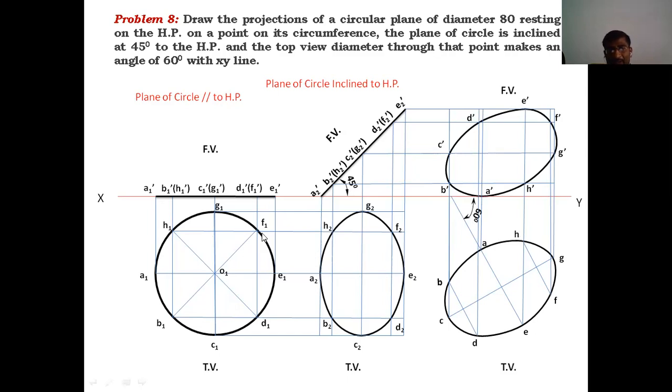Like this, you have to draw the projection of planes in 3 stages. The third stage we get if we follow the given condition that the diameter of the top view is inclined to the XY line. This is inclined to the XY line, and then we will get this top view and front view. Dear students, like this, you have to draw the projection of planes.